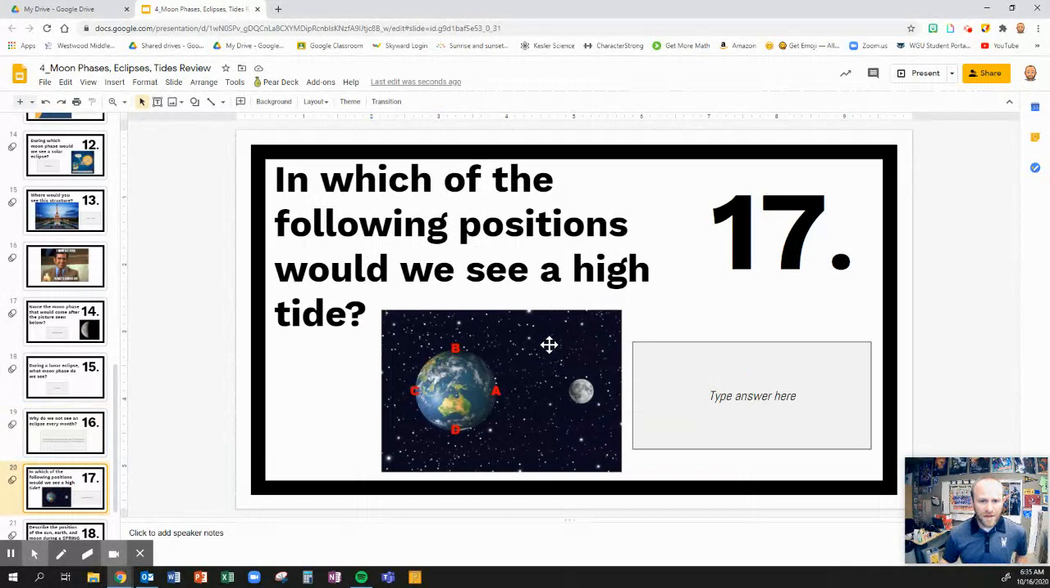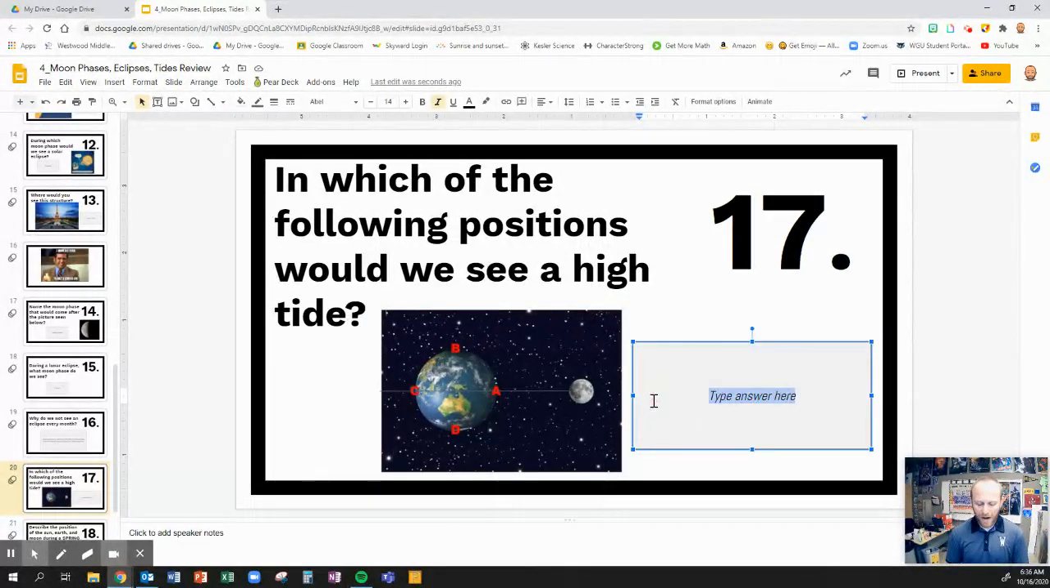All right, at which of the following positions would we see a high tide? Well, my trick with this is if we draw a line from the moon through the Earth, the positions that receive a high tide are the parts on the Earth that are hitting the line. The part closest to the moon and the part opposite the moon. So B and D are at 90-degree angles. A and C are our high tide. So positions A and C.